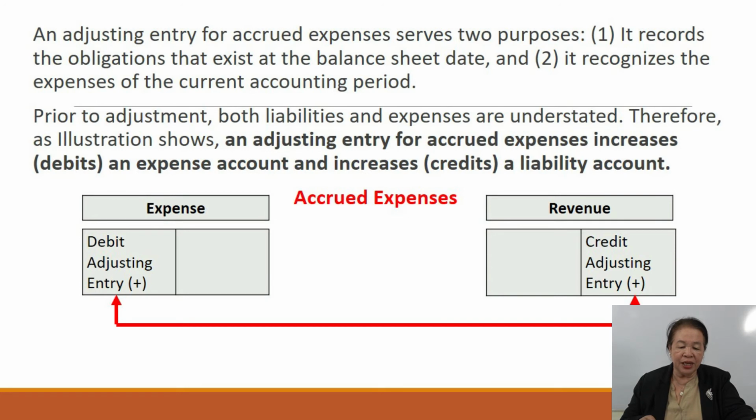So, prior to adjustment, both liabilities and expenses are understated. They are both understated. So what will you do to increase them? Your adjusting entry would be for the accrued expenses: debit the expense account, an increase, and also credit a liability account.